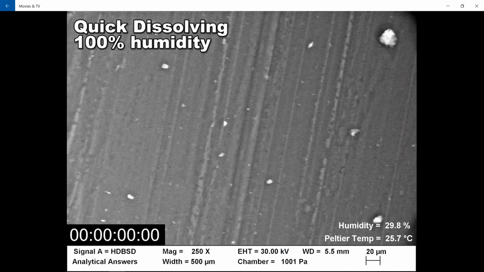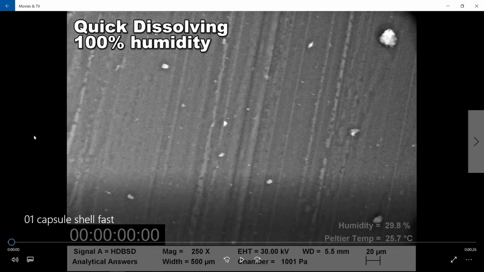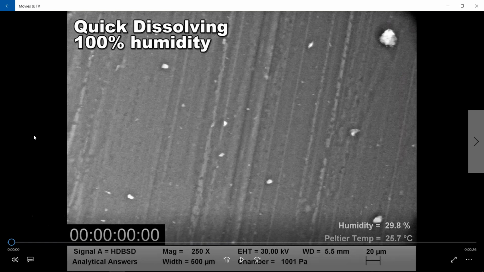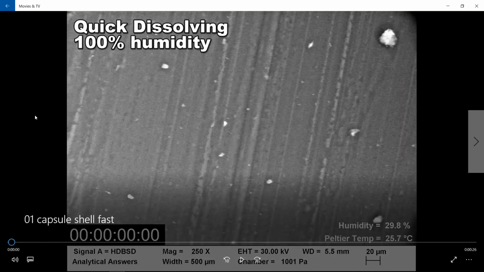So let's go to our first video. It's going to be of the quick dissolving. It's going to be exposed to 100% humidity. And what we're going to find here is I'm going to play the video. The humidity and the temperature are going to be shown down in the lower right. This is a 500 micron field of view, so a 250x image. And the elapsed time is going to be the large increasing numbers in the lower left.